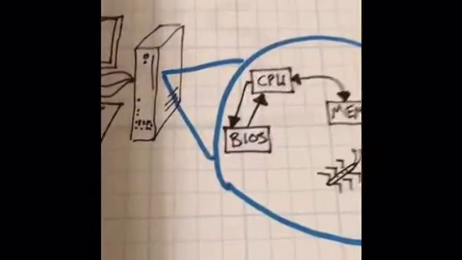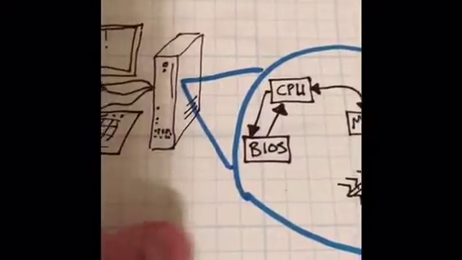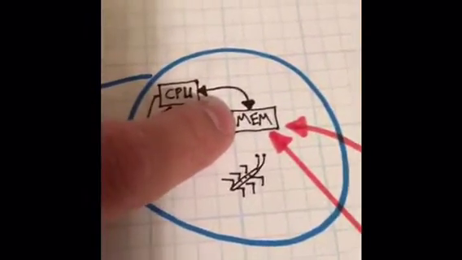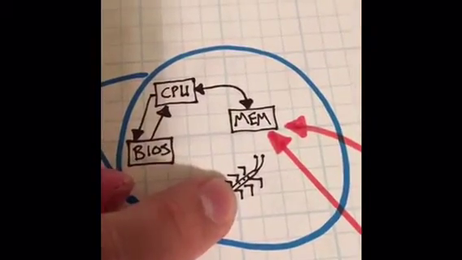So information comes into the BIOS, goes to the CPU. The CPU checks memory for programs. There's some bugs in there, most likely all the time.